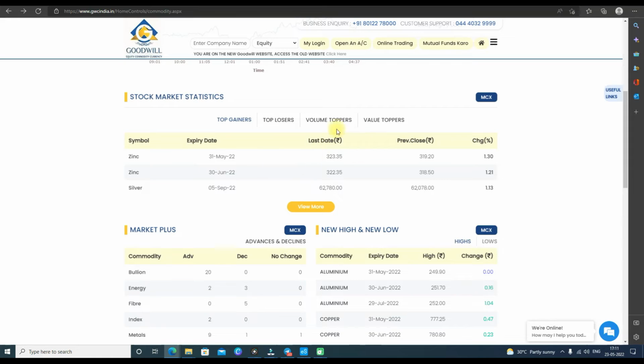And after that we can see the volume toppers. The volume toppers are silver and crude oil basically, and these are the expiry date, and these are volume, like number of shares basically.